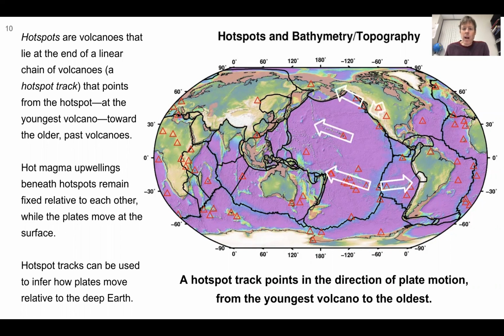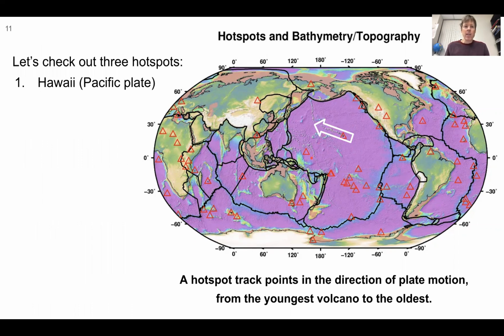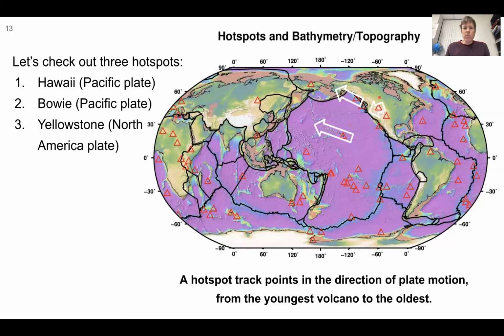There's that key point. A hotspot track points in the direction of plate motion from the youngest volcano to the oldest. And so this shows the direction of the plate motion in the hotspot reference frame. It also shows, say, the direction of Hawaii. And we'll look at some of these. So let's check out three hotspots: Hawaii on the Pacific plate, Bowie on the Pacific plate in the Gulf of Alaska, and Yellowstone on the North America plate.